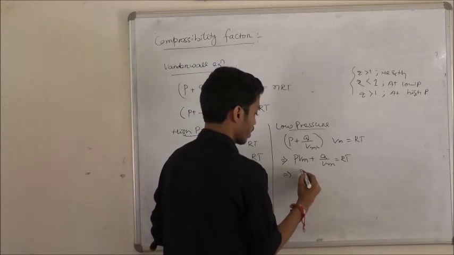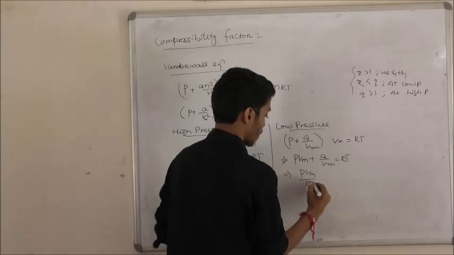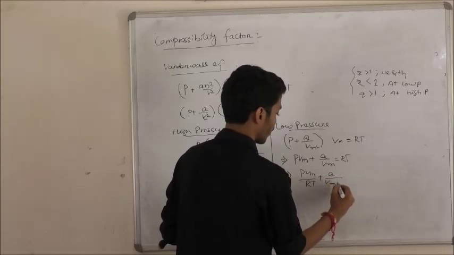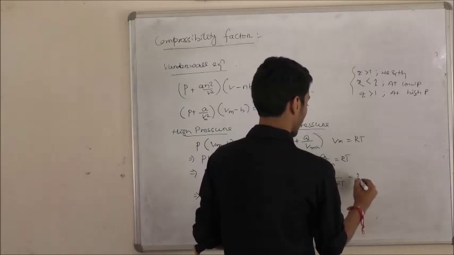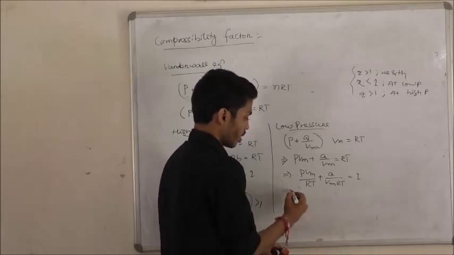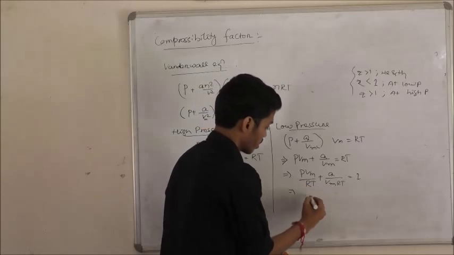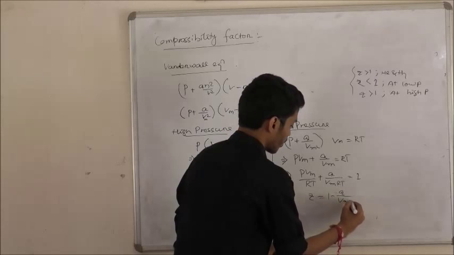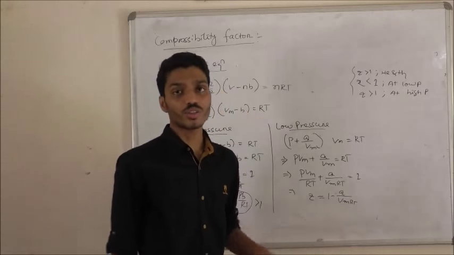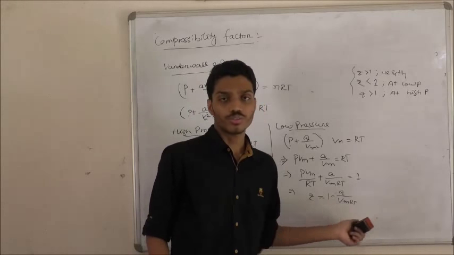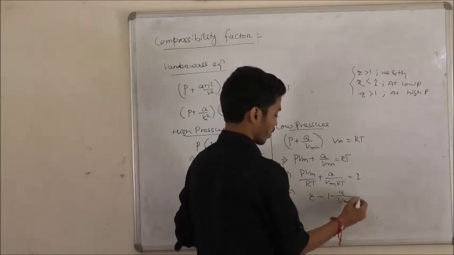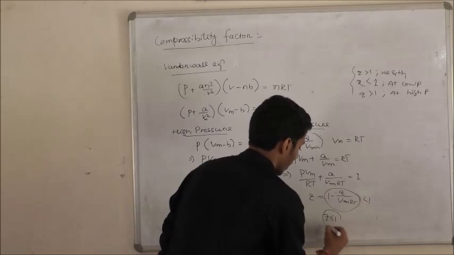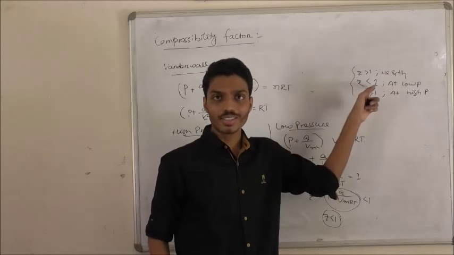If we again divide by RT, PVm/RT + a/(Vm RT) = 1. Again, PVm/RT is equal to Z. So Z = 1 − a/(Vm RT). And since this a/(Vm RT) is a positive term, if we subtract it from 1, we get less than 1. So what we found is that Z is less than 1 at low pressure.